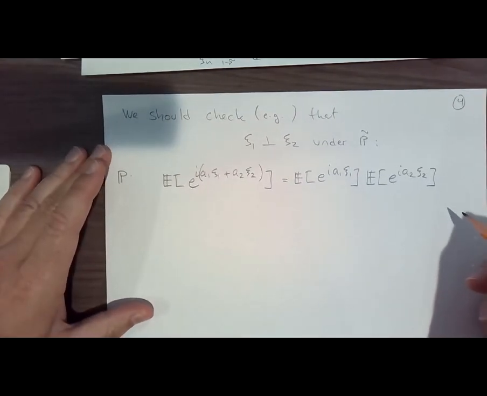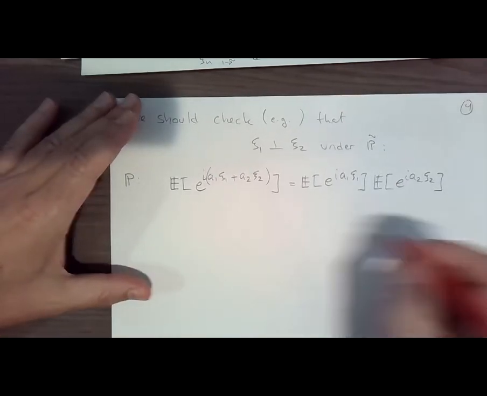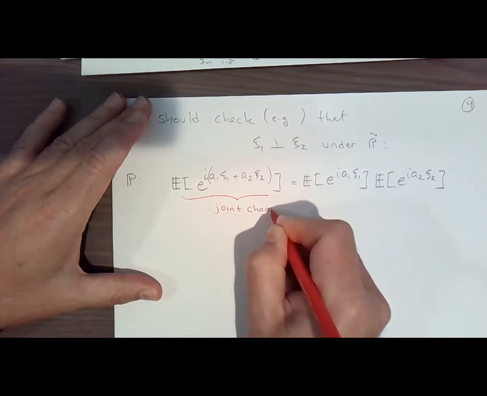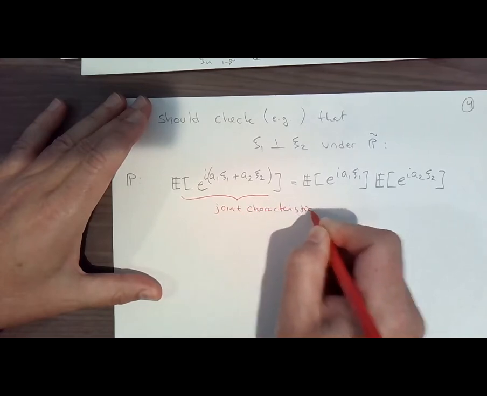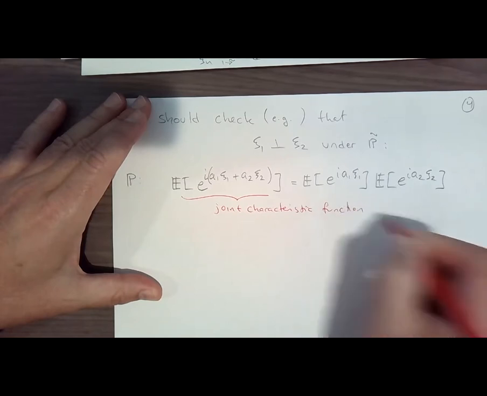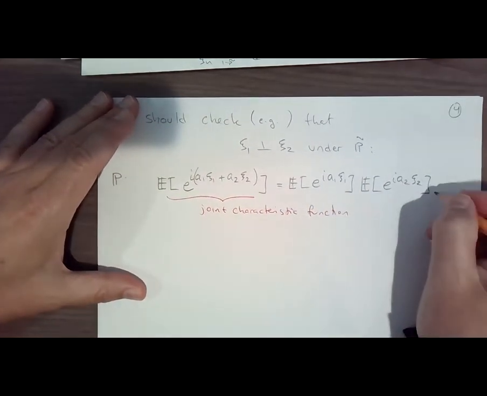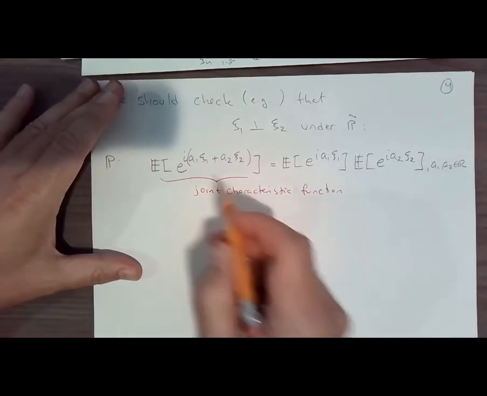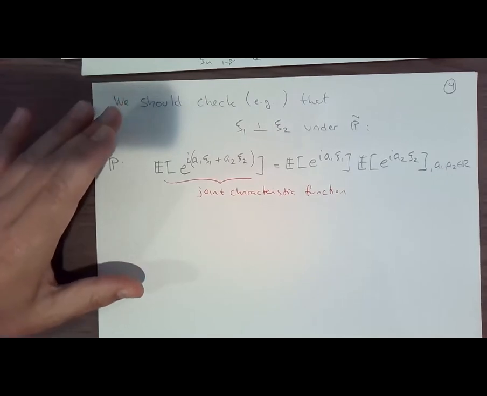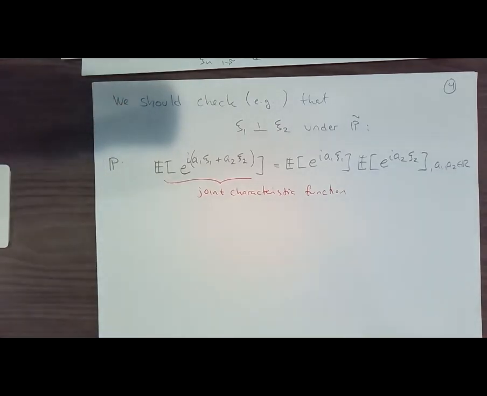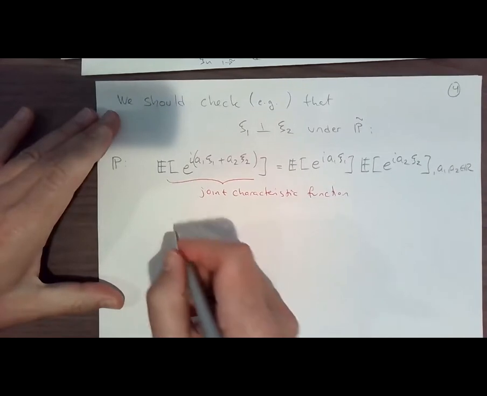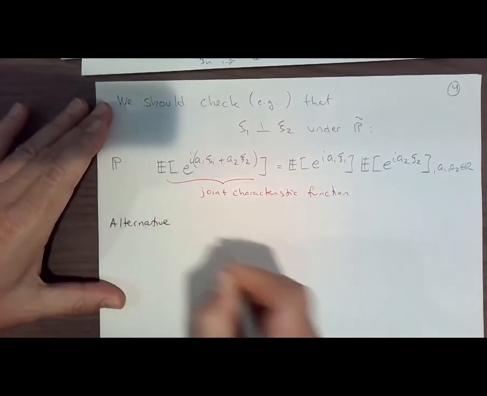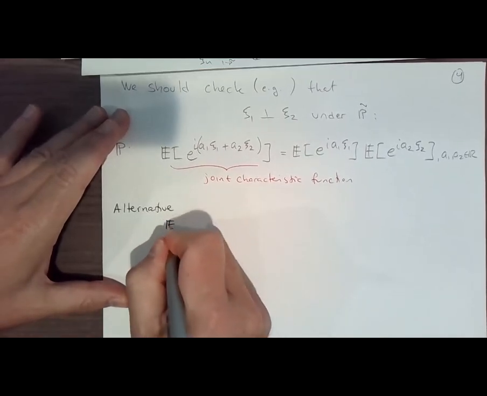This is okay. And you could also do this one here. This is the joint characteristic function. Here, a1 and a2 are numbers in R. This is the joint characteristic function. You could also use, so this is just an alternative. Just an alternative. Let me write it in a different color.